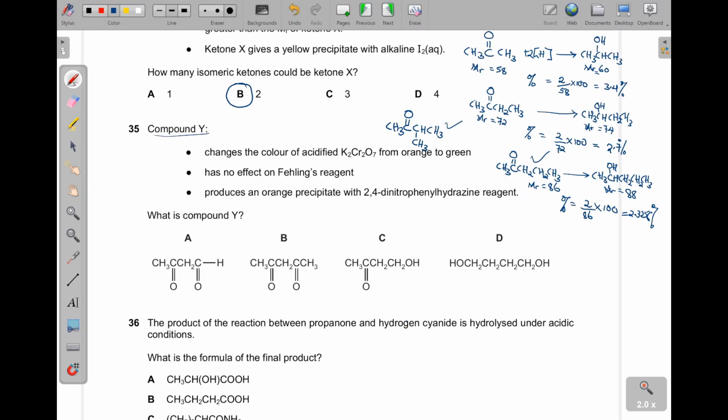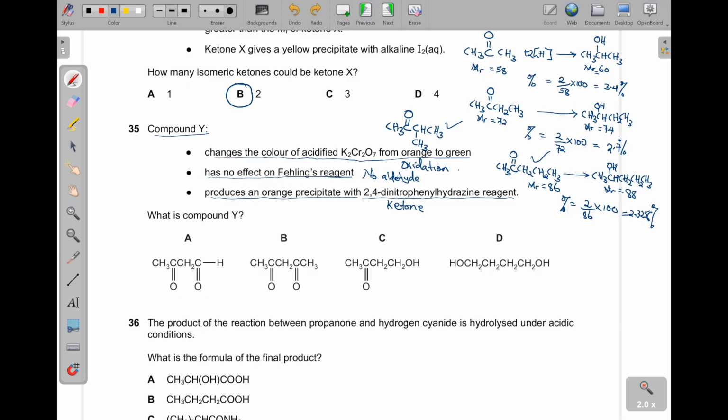Question 35, compound Y changes color with acidified potassium dichromate from orange to green. That means oxidation takes place here. Okay, oxidation takes place and then has no effect on Fehling's solution. If it has no effect on Fehling's solution, that means we have no aldehyde, because aldehydes give a positive test with Fehling's solution and Tollens reagent. Then it produces an orange precipitate with 2,4-dinitrophenylhydrazine. That means it has a carbonyl group, but in this case it is going to be a ketone, because a ketone gives a negative test with the Tollens reagent.